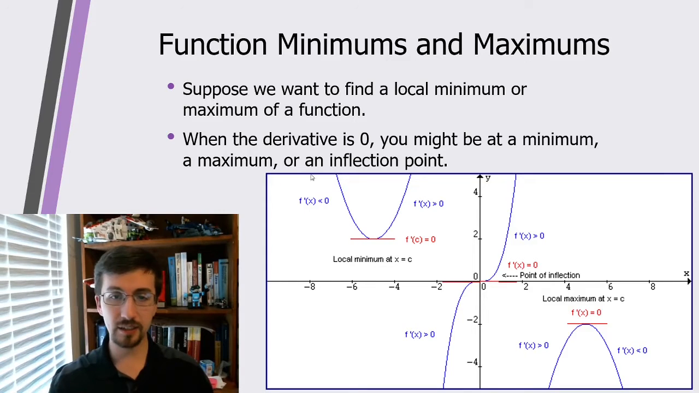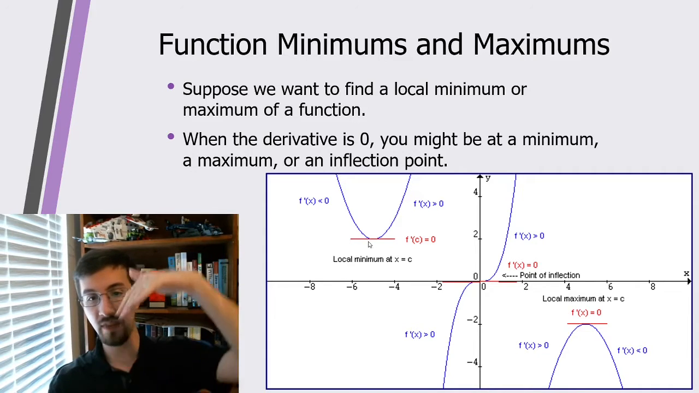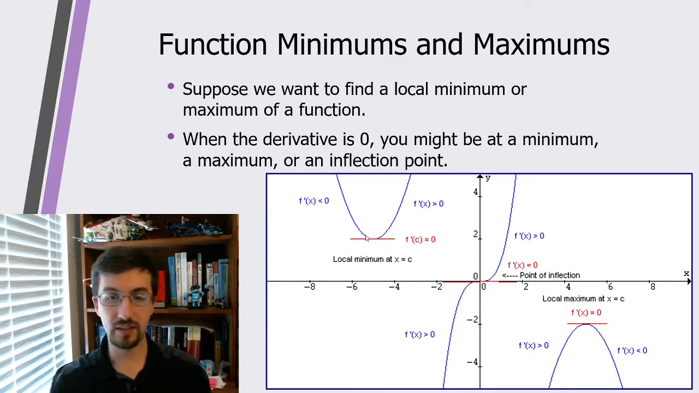But if you look here, if your derivative is 0 at this point here, and it's less than 0 on the left, greater than 0 on the right, then you'll see this is a local minimum. The function is going down, and then it starts to come back up. At that point where it flattens out, this is where the derivative is 0, and then it starts to rise again. That's a minimum.